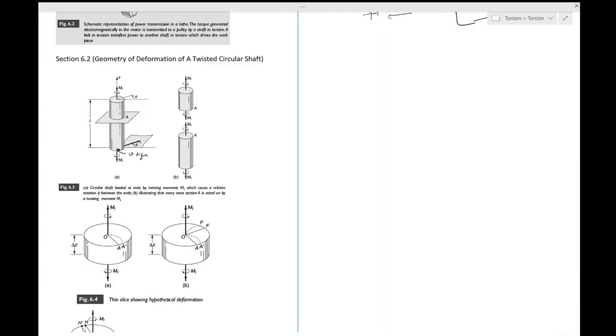Okay, let's look at 6.3b, this figure. This shows the fact that equilibrium requires that each cross section of the shaft must transmit the twisting moment MT. So if you virtually cut this at this place, virtually, not really, it's the same idea. You want to make this hypothetical cut so that these internal twisting moments actually become external, and you can apply now the equilibrium to find that value.